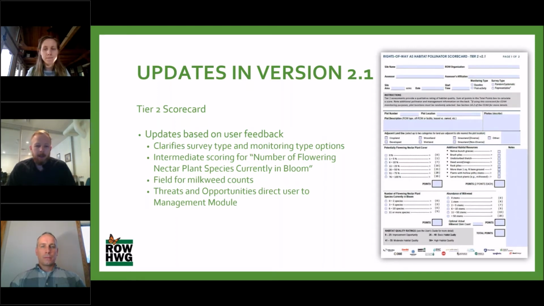We did also add an optional field for the exact milkweed stem count. Some of you had said that you were writing that in anyway, so now we have a place to track that. And finally, if you flip the Tier 2 scorecard over, you will find those threats and opportunities section, and it includes a reminder to fill those out into the management module. We'll talk about that a little bit later today.